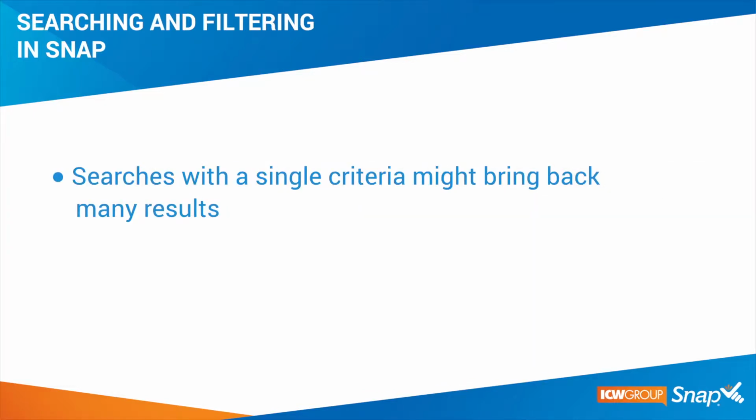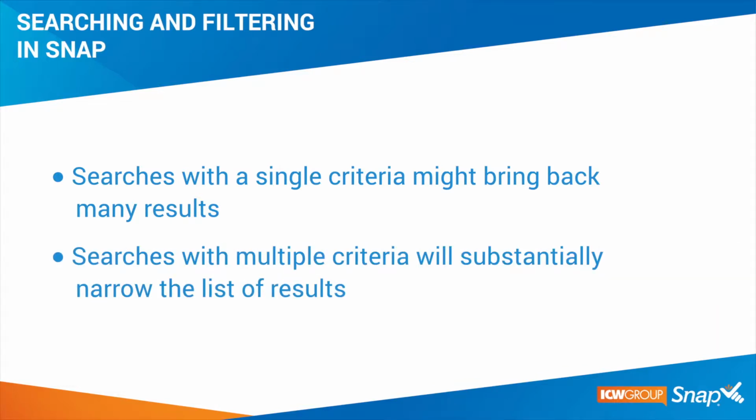A search with a single criteria, effective date, might bring back dozens of results to sift through. A search using a filter made up of insured name, a status of clear, and an effective date of next month would substantially narrow that list. Effective filtering is important, so let's walk through creating a filter.